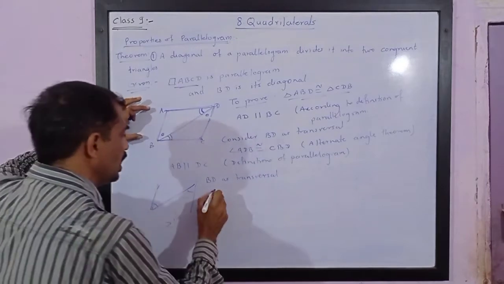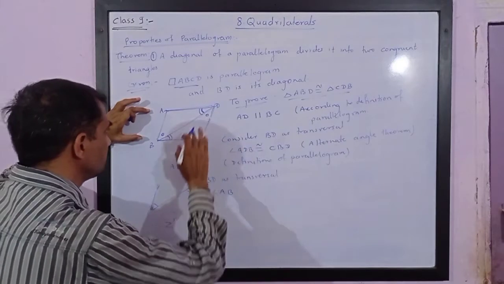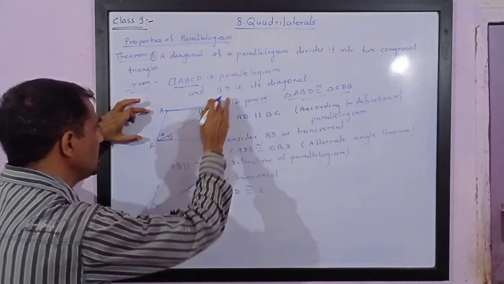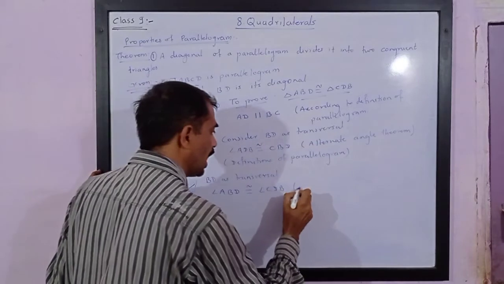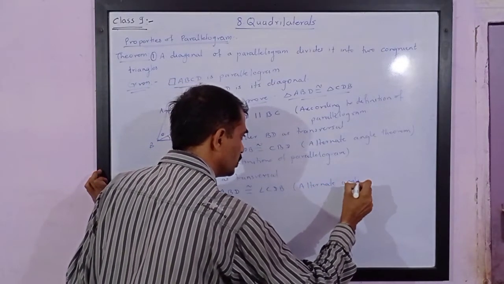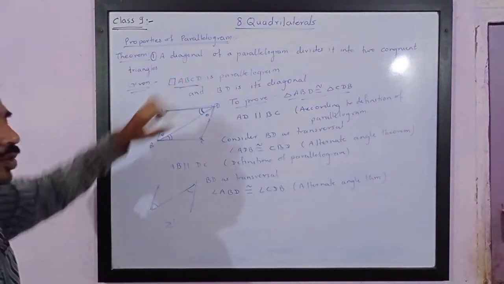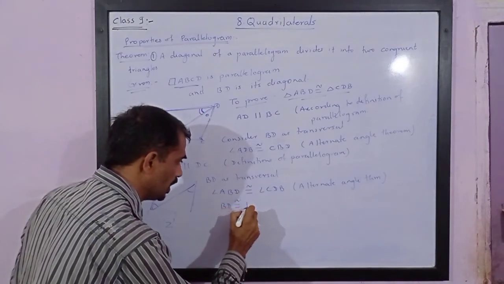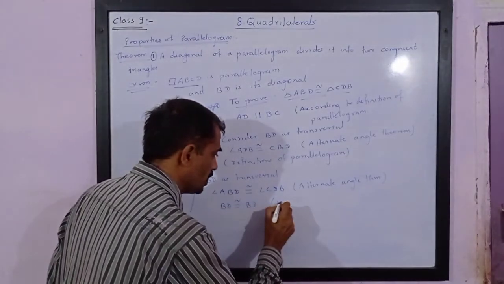So we will get angle ABD is congruent to angle CDB. The reason is again the alternate angle theorem. Now BD is congruent to BD. Every segment is congruent to itself, so it is a common side.